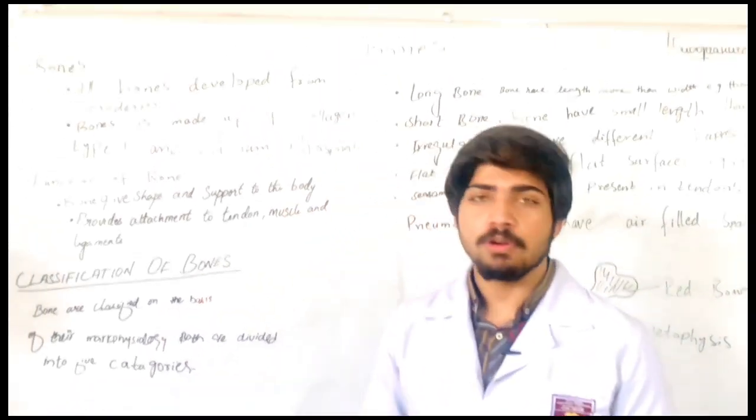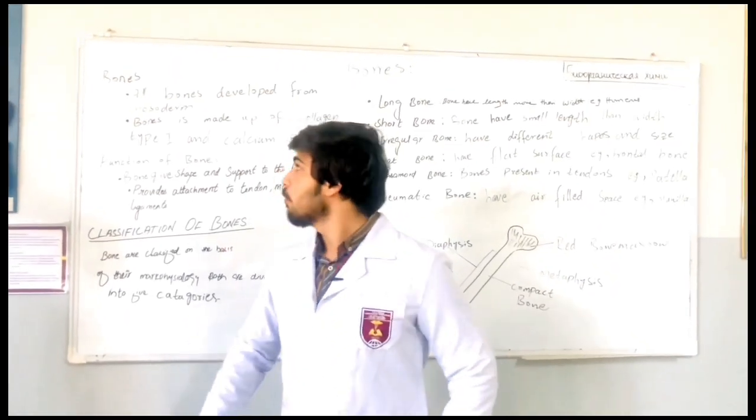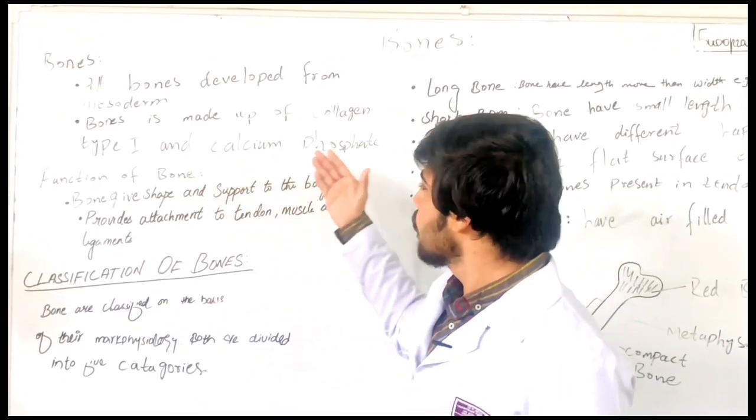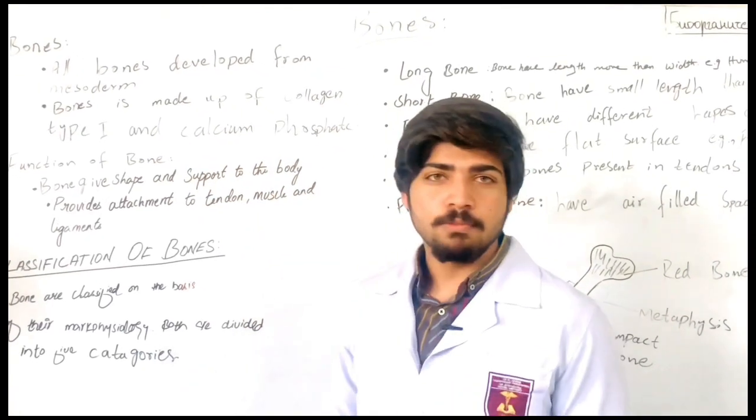Today our topic is bone. Our skeleton is made up of bone. What are bones? All bones are developed from mesoderm, and bone is made up of collagen type 1 and calcium phosphate.